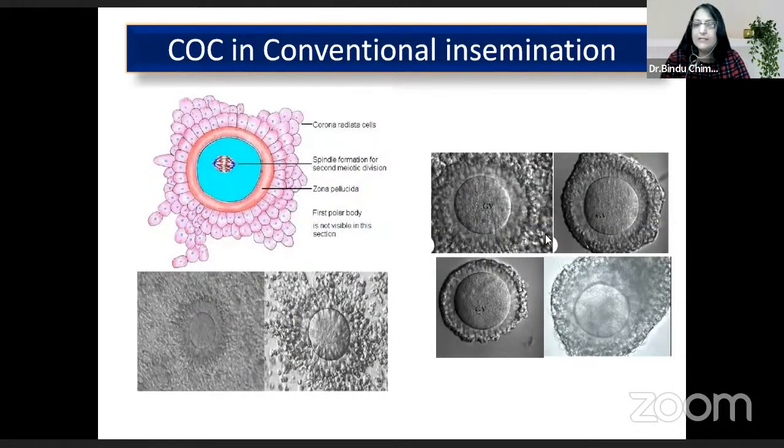So where the COC complex is too tight, the cumulus mass around the oocyte is very little, or it is too tight and elongated. All this signifies that the maturity status of the oocyte is not yet achieved. Forget the cytoplasmic maturation, even the nuclear maturation may not have been attained. But this is just what we can visualize morphologically in terms of conventional insemination.